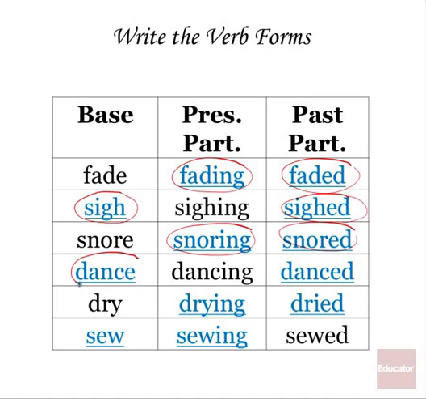Dance, if you know your English spelling, you knew it ended with an e, so that gives you your base form and your past participle form. Dry, of course, becomes drying, but because dry ends in that y, we have to turn it into an i and add the ed to get dried. And sewed becomes the base form sew, and the present participle sewing.